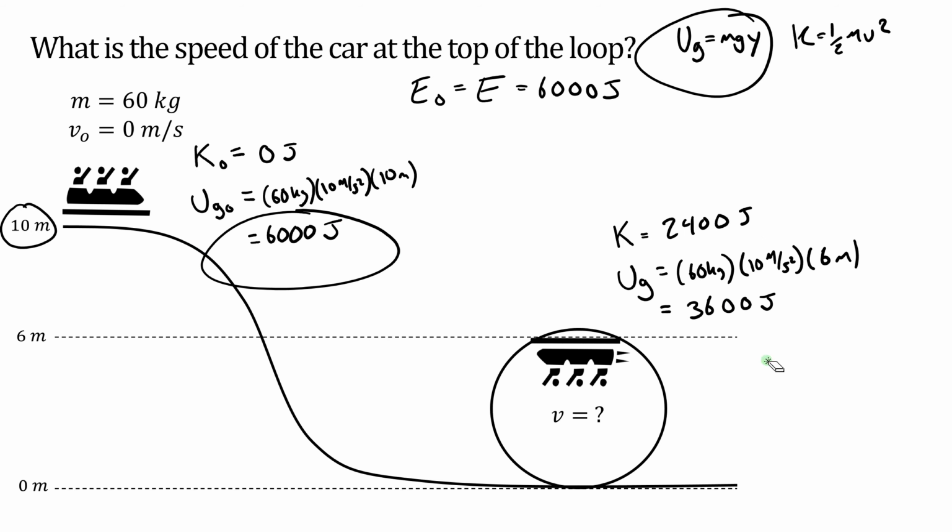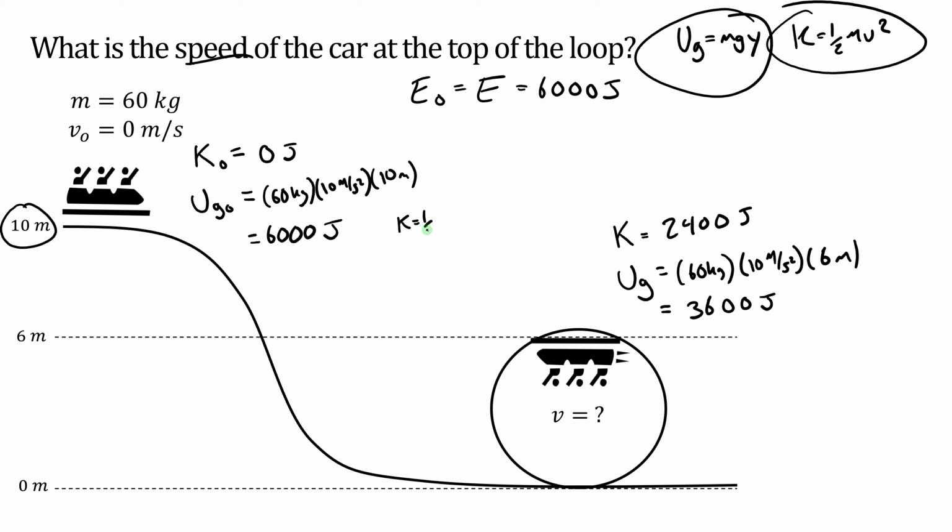Okay, cool. Well, what am I trying to do with this information? Well, again, we want to find the speed of the car at the top of the loop, and that means I need to know the kinetic energy so I can use this equation to find the speed. Now that I know the kinetic energy, I can find the velocity, right? I'll do that up here. I know that K equals half the mass times velocity squared, and if I solve for the velocity, I multiply both sides by 2 to get rid of the 1/2.